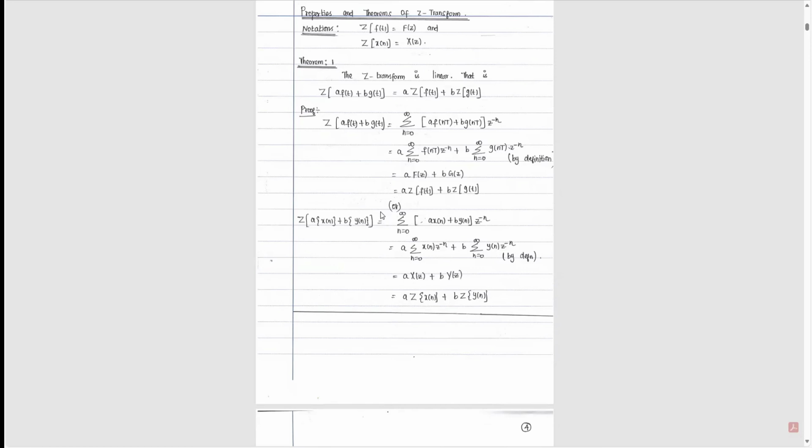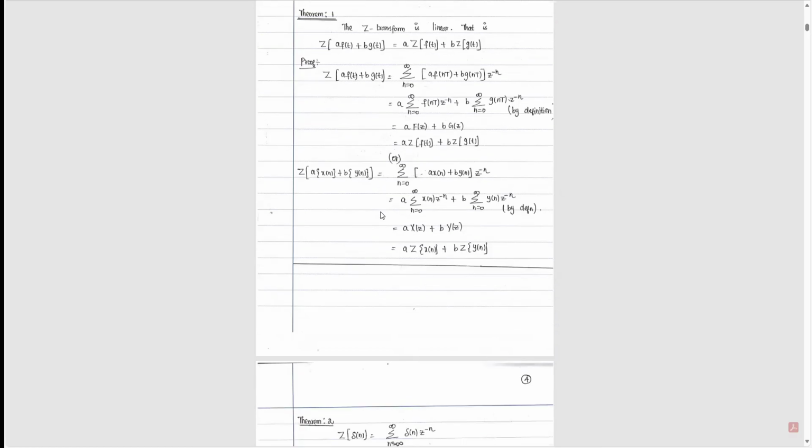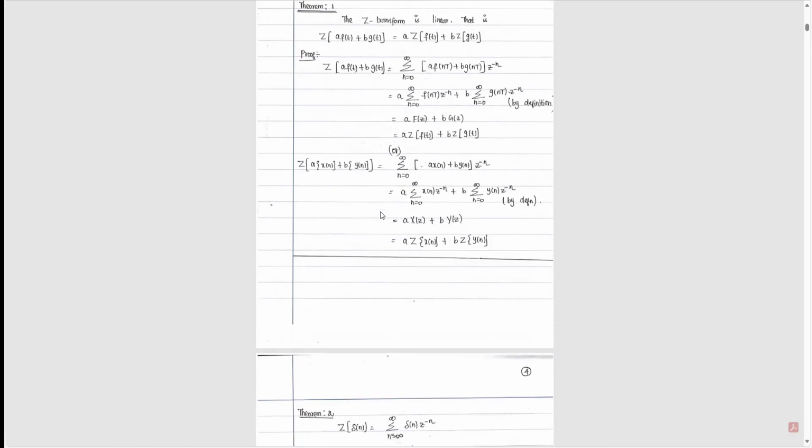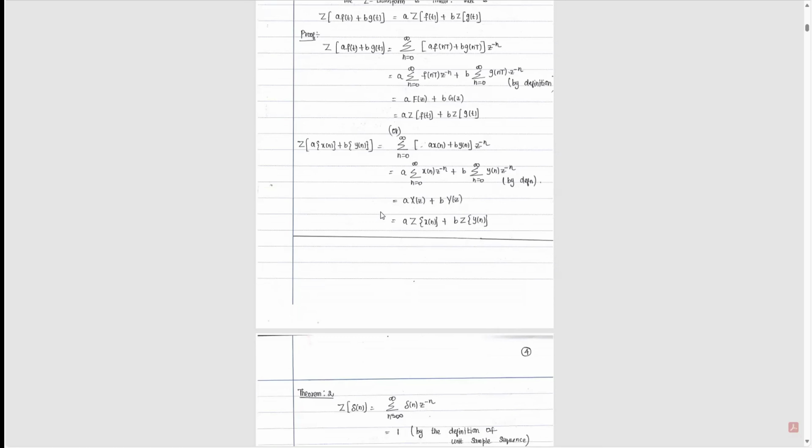Now let us do the first theorem: the Z transform is linear. It is so simple. If we have the coefficient of f(t) and another function g(t), then when we find the Z transform, we take the coefficient outside. Say the coefficient of f(t) is a and the coefficient of g(t) is b. We need to prove that we take the coefficients outside: a times the Z transform of f(t) plus b times the Z transform of g(t).